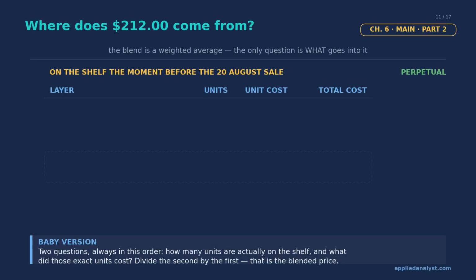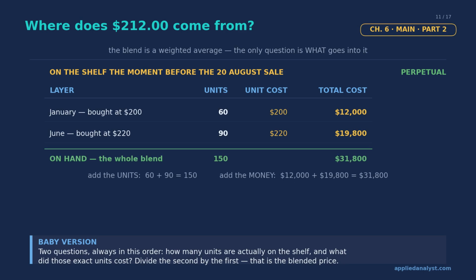Let's slow this one right down because $212 is a number you have to be able to rebuild yourself. Freeze the shelf at the moment before the August 20th sale and ask what is actually sitting there. 2 layers and only 2. January, 60 units that cost $200 each, $12,000. June, 90 units at $220 each, $19,800. Now add the units. 60 plus 90 is 150 units on that shelf.